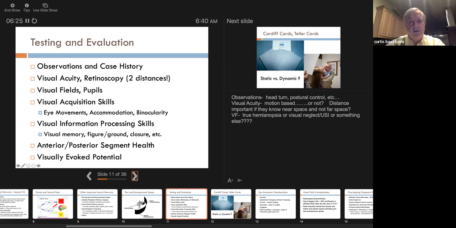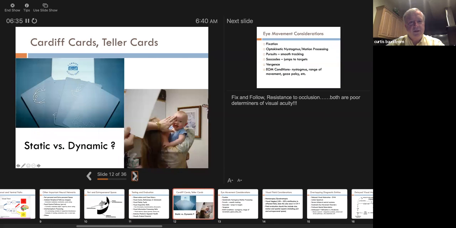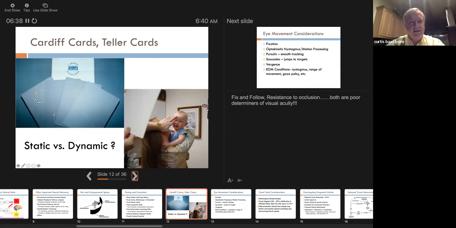So with adults, we take a look at far and near retinoscopy. We would do the same thing with infants, doing at least two distances, so we have a comparison. Cardiff cards, visual acuity, these are called preferential looking techniques. Instead of being able to respond, we're looking for any eye movements. And again, this may be motion directed.